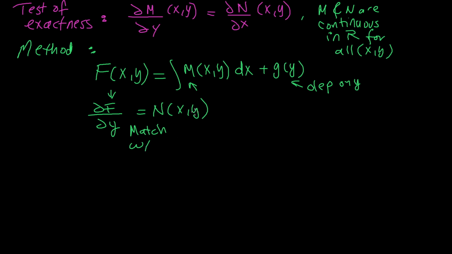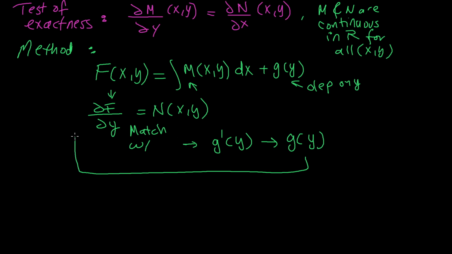with N of x, and what that will do, it will give you g prime of y, and once you know g prime of y, you know g of y, and once you know g of y, then you have the function. Okay, so maybe I'll just do this overall in an example, then in another video we'll do more examples with more details.